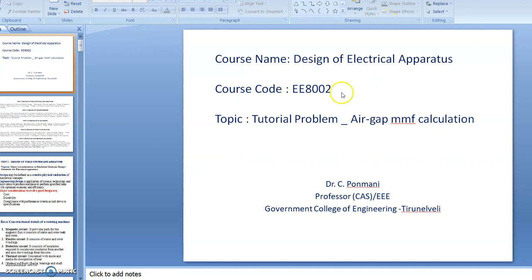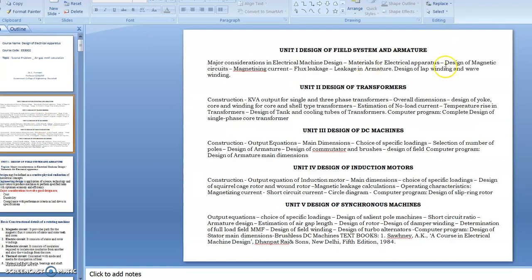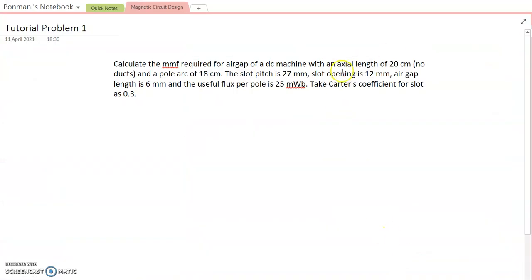Good morning all. Today we are going to solve a tutorial problem on air gap MMF calculation in the subject design of electrical apparatus. In the first unit, related to the design of magnetic circuit calculation, we are going to solve a problem. So this is the problem considered.